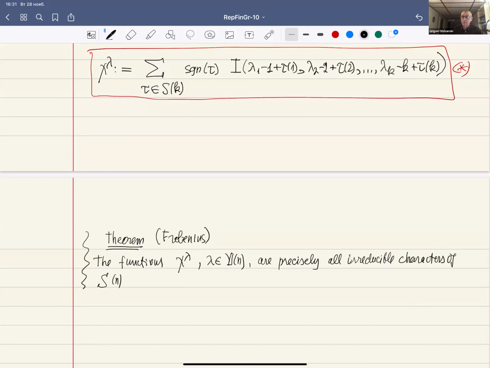It's not simple. Why? Because the formula itself is not simple. It involves some alternating sum, and next we have some characters which are not very simple objects. But nevertheless, this is a result.